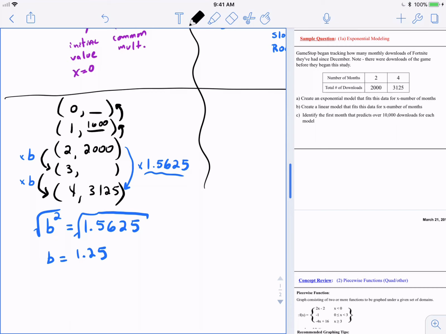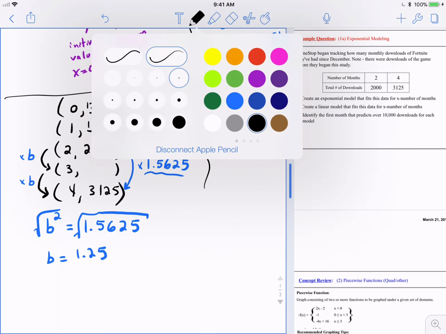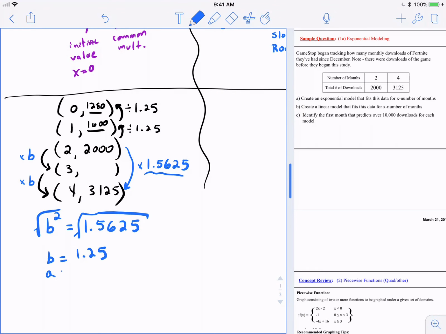And I'm going to do it again. And I get 1,280. Remember, we're dividing here because we're undoing the multiplication that really took place going forward. So I know my b value. I now know the y-intercept is 1280.